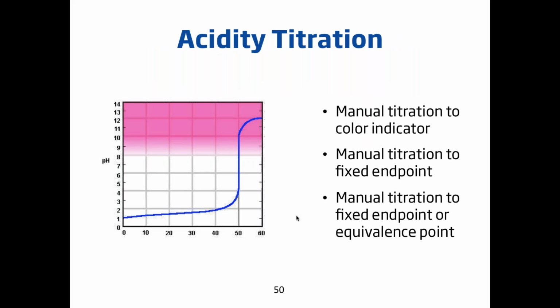When we're titrating this, we can do a manual titration to a color indicator. The most common for acidity titrations is phenolphthalein, which turns a pale pink color. We can also do a manual titration to a fixed endpoint, or we can do an automatic titration to a fixed endpoint or equivalence point. If we plot out how the pH changes as we titrate, we can see where that color indicator lines up.